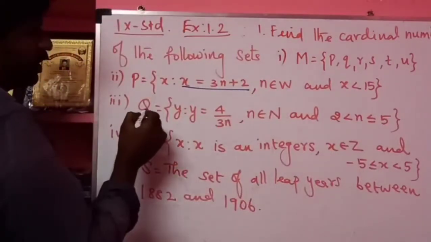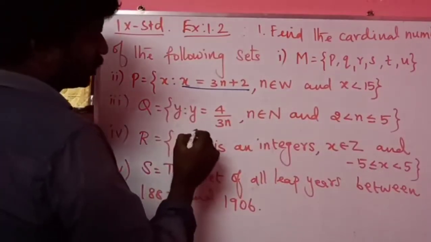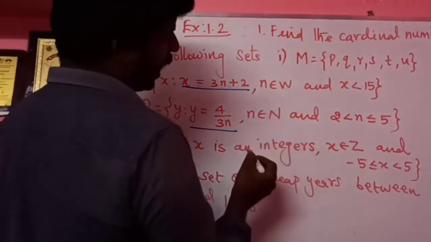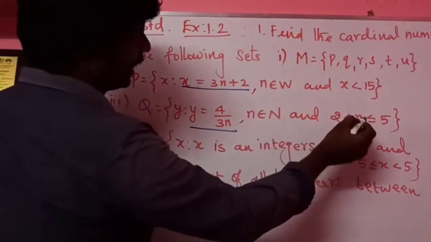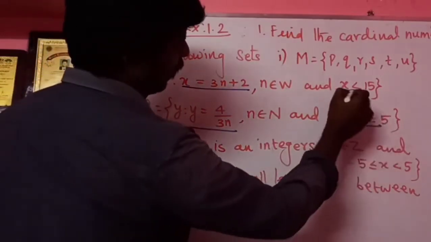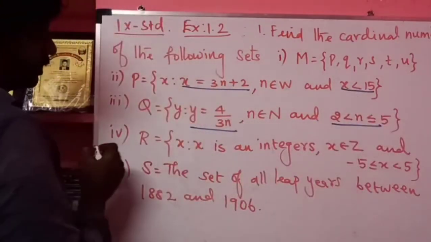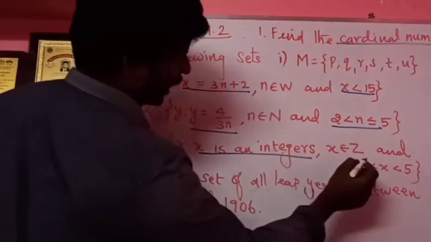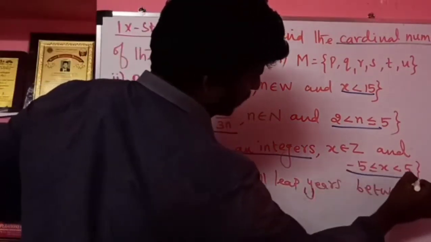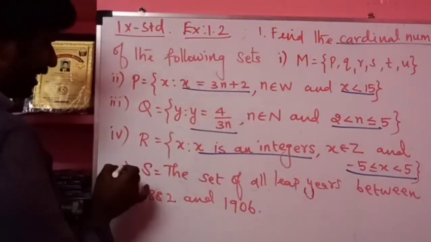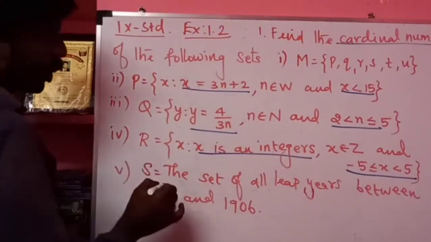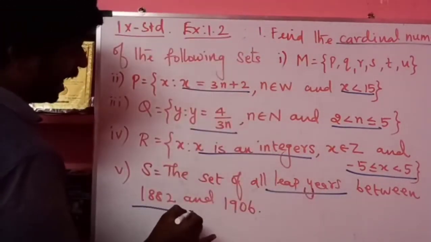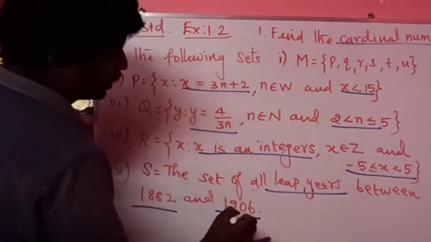Then the third one, Q is equal to {y such that y is equal to 4 by 3n, n belongs to N and 2 less than n less than or equal to 5}. Observe the condition carefully. The fourth one, R is equal to {x such that x is an integer}. The condition is minus 5 less than or equal to x less than 5. Now see the fifth one, S is equal to the set of all leap years between 1882 and 1906.